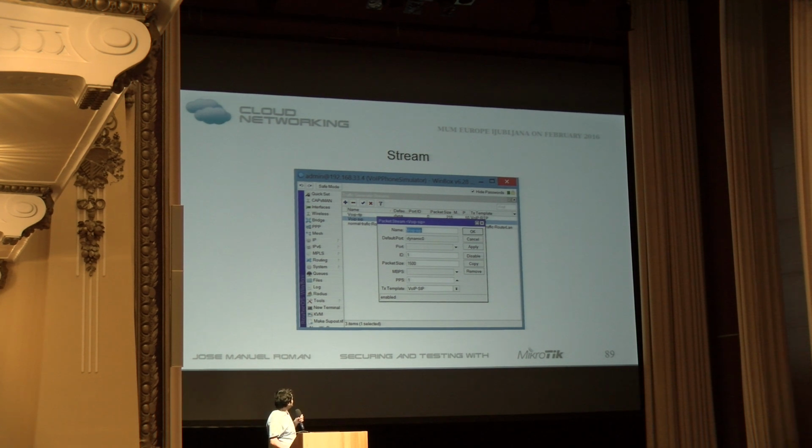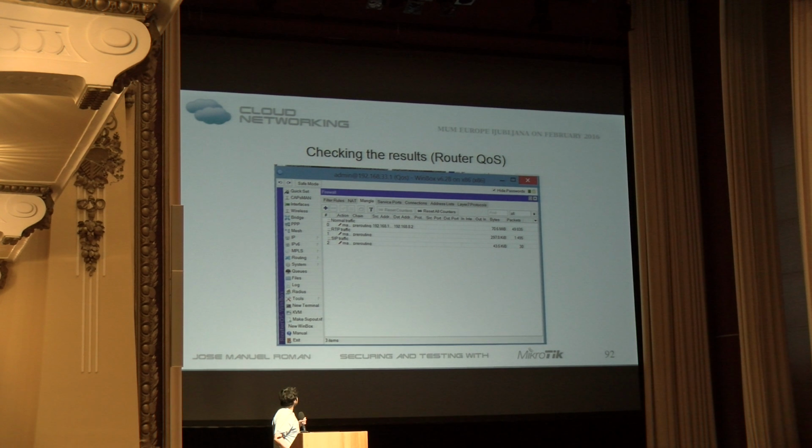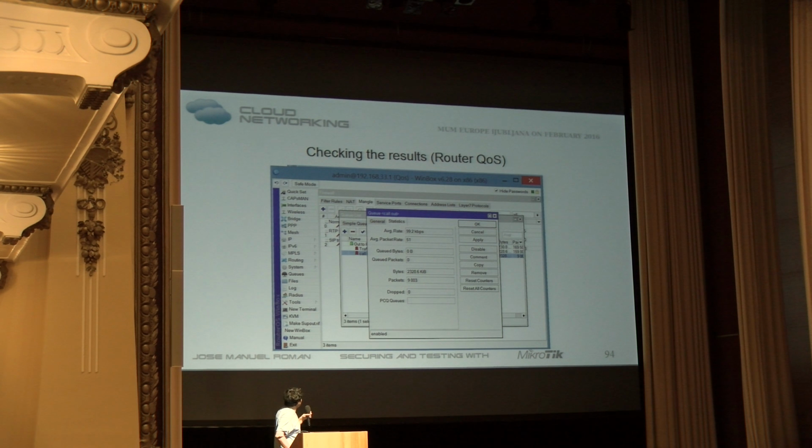Okay? And for voice over IP SIP, we send 1 packet per second. And here is the stream for the router LAN with 20 megabits per second. And here we can see how the router, the attacker, is sending the packets. And here we can see the results in the Mangle and in the Q3. You can see for voice over IP, it's not queuing.